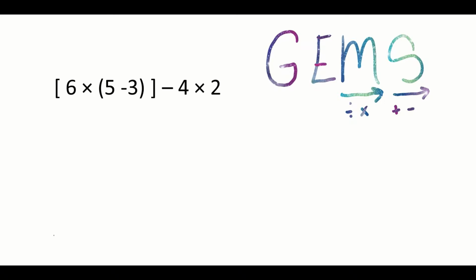So as you see here, we've got parentheses and brackets. I know that according to the order of operations, I need to do grouping symbols first. When you have multiple grouping symbols, start on the inside and work your way out. Notice how these parentheses are inside the brackets. So let's do 5 minus 3. Then copy everything else down.